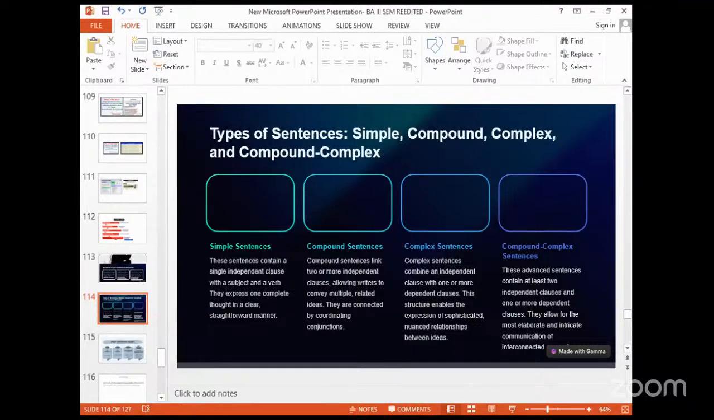Whereas the compound sentence has two or more independent clauses, allowing writers to convey multiple related ideas. They are connected by coordinating conjunctions. Whereas a complex sentence has one dependent and one independent clause. And a compound-complex sentence has at least two independent clauses and one or more dependent clauses.